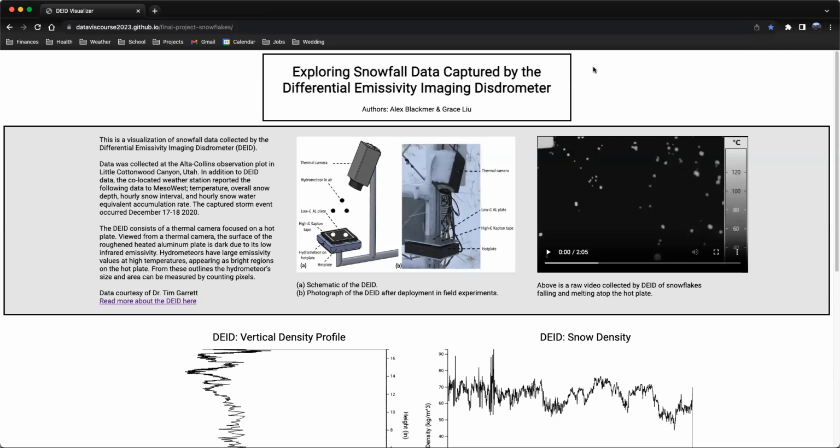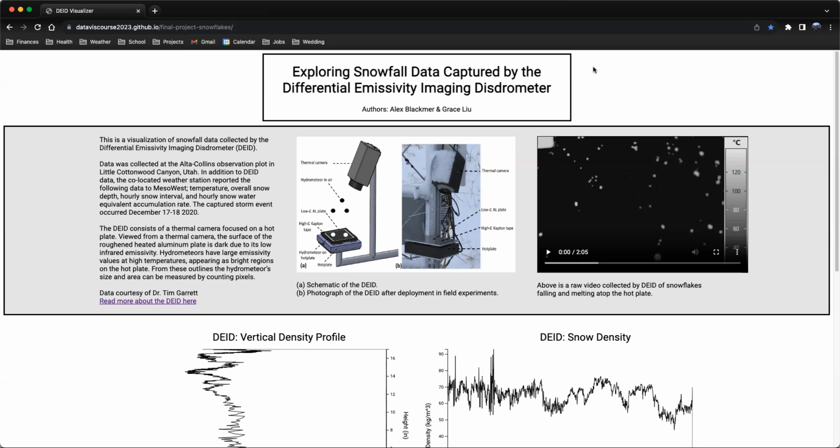My name is Alex Blackmer, and my partner and I, Grace Liu, worked on creating a visualization to explore a novel meteorological instrument called the Differential Emissivity Imaging Disdrometer. This is an instrument that was developed by Dr. Tim Garrett in the Atmospheric Science Department at the University of Utah, and it has been recently used for several data collection campaigns, specifically to look at snow density over time and how it varies.